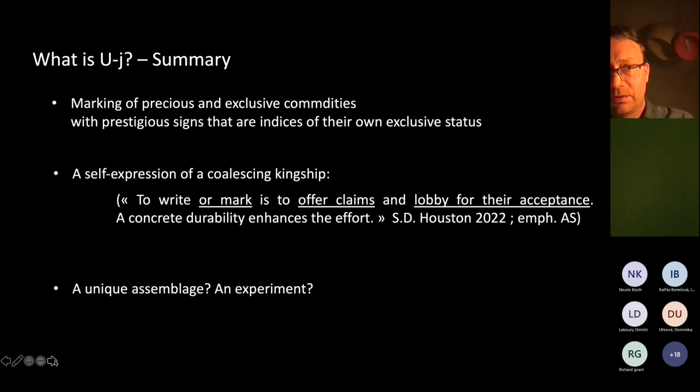So what is UJ? By way of a short summary, we have practices of marking precious and exclusive commodities with precious signs, prestigious signs that are indices of their own exclusive status. So in a sense, they point even to themselves at some level. And you have a coalescing kingship that expresses and interprets itself. And here I would like to make a brief quote of my colleague and friend Stephen Houston. To write or mark is to offer claims and lobby for their acceptance. A concrete durability enhances the effort.